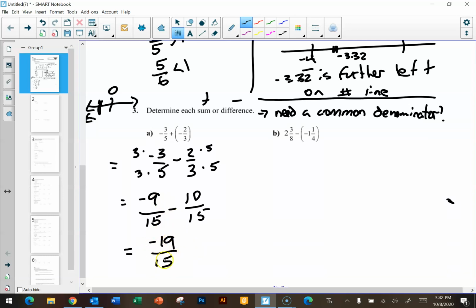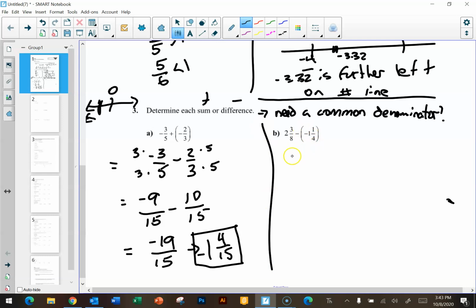That's an improper fraction because the top number is bigger than the bottom number. So you should get in the habit of writing these as mixed numbers at the very end. So how many times does 15 fit into 19? It fits one time. And then, don't forget the negative. And what's left over? If I squeeze a 15 into a 19, there's going to be 4 left over. So -1 and 4 over 15 is your final answer there.